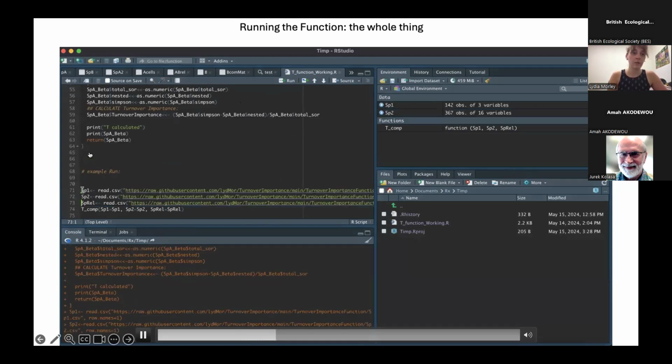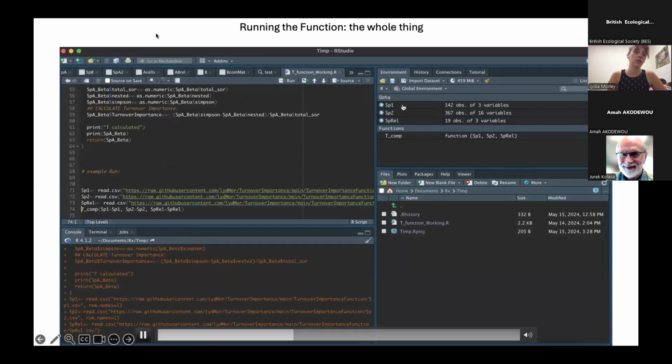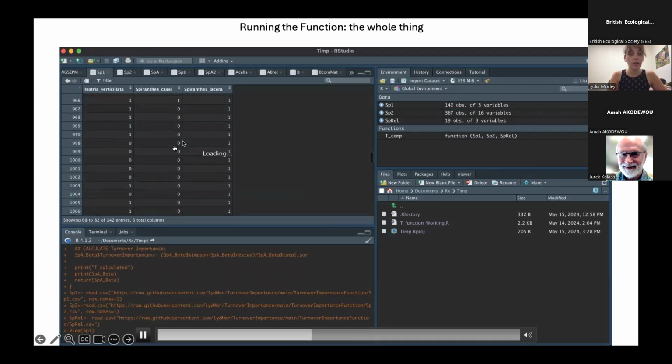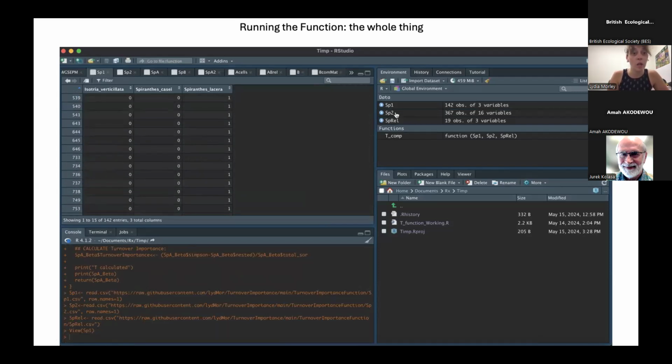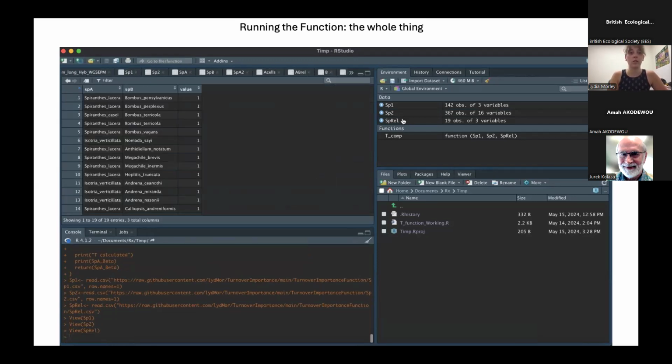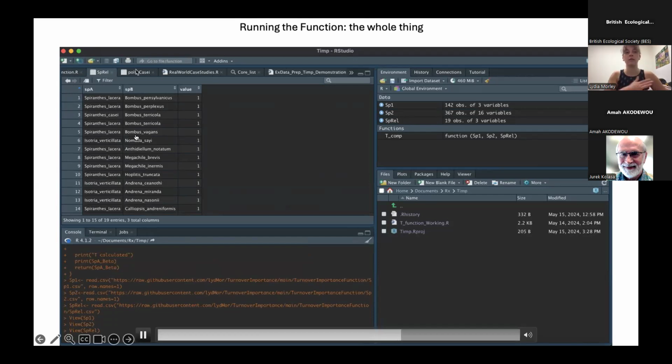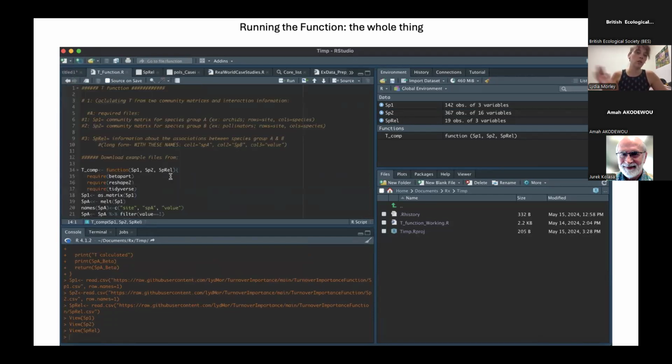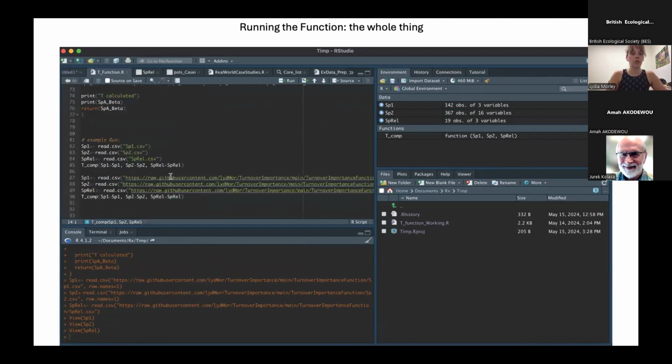I download my example data sets, and all of this is on the GitHub. So we can look at the example data sets. Here's SP1, SP2, just like we talked about, just community matrices. We have SPREL, and you can see where I've just gotten rid of all of the zeros. So my data frame only contains species that actually have relationships. And then we just run tcomp.